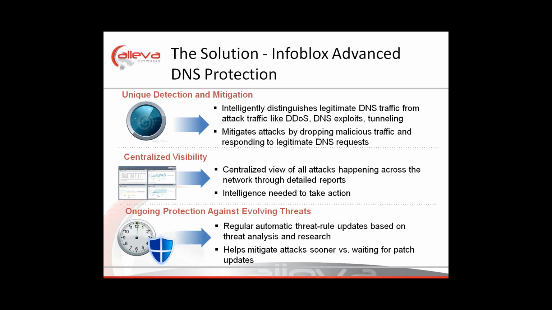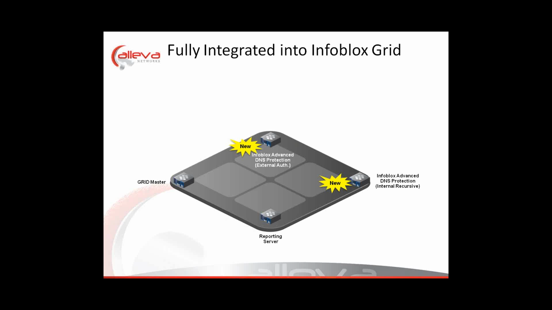And it works in conjunction with the grid. So you can drop in some advanced DNS protection appliances to protect either your external authoritative DNS or your internal DNS. And then all the attacks that are coming in will get blocked, and data gets reported out to the reporting server, so you can see what's going on, giving you visibility. And we've got the automatic updates and grid-wide distribution as well, a bit like the DNS firewall. And again, it's all managed through the grid, through a single GUI.